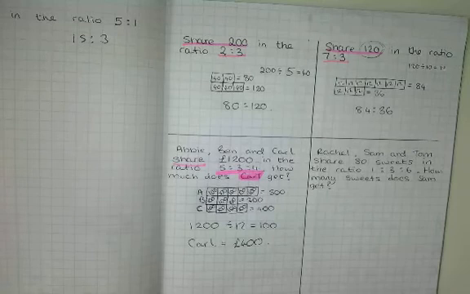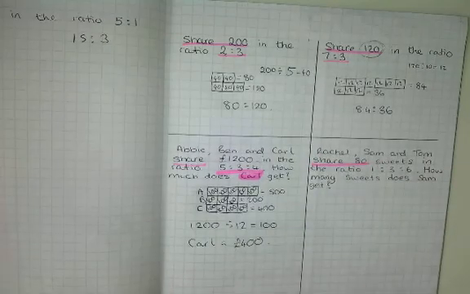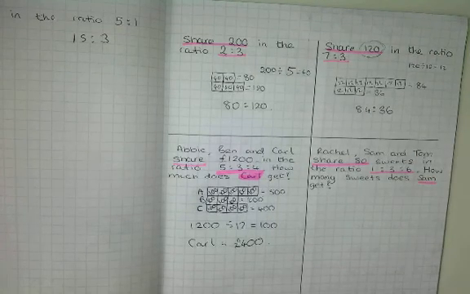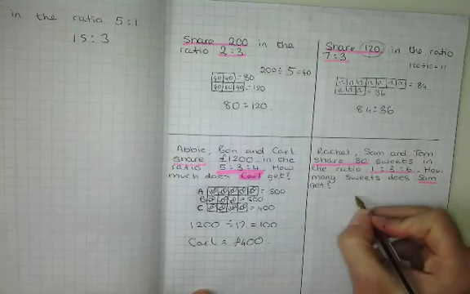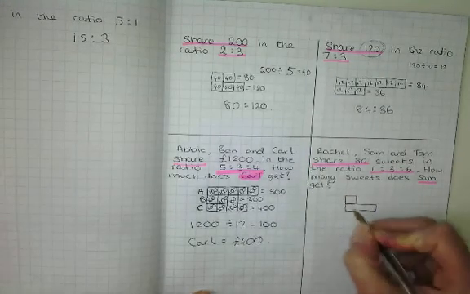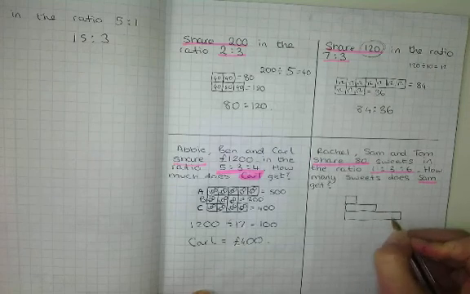Right, pause the video and have a go at the your turn question. So Rachel, Sam and Tom share 80 sweets in the ratio 1 to 3 to 6. How many sweets does Sam get? So I'm going to draw out my boxes. And 6.